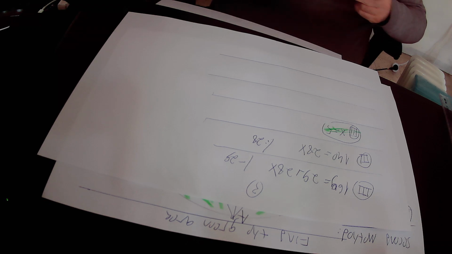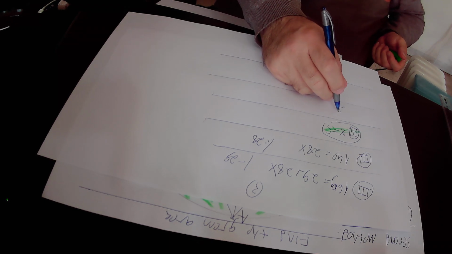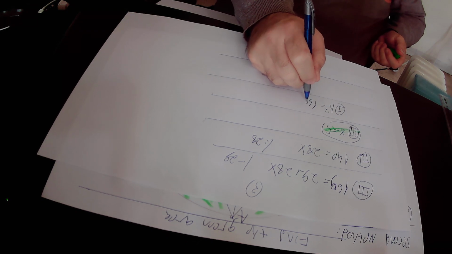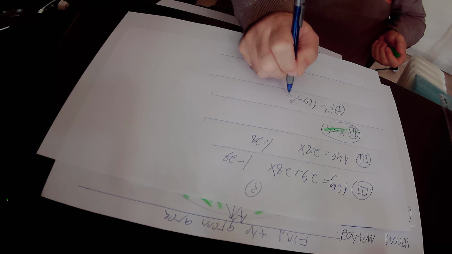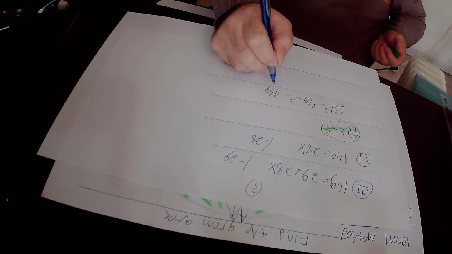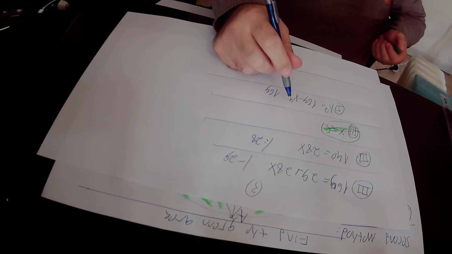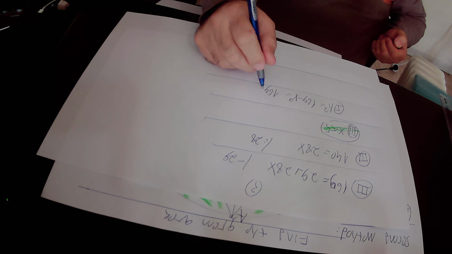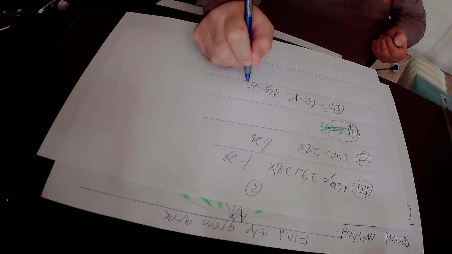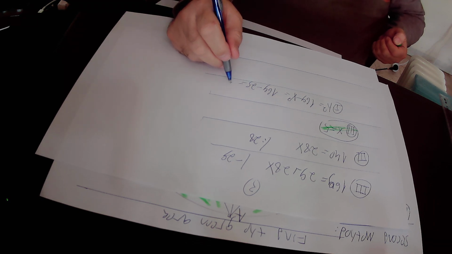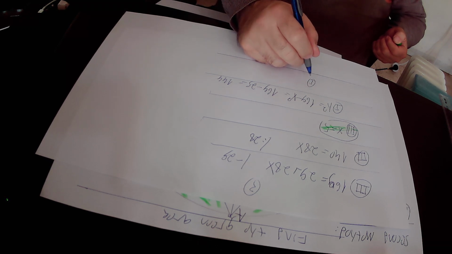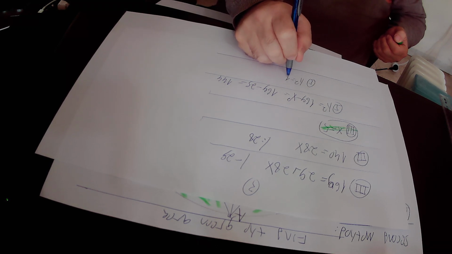According to equation number 1, we found out that h squared equals 169 minus x squared. But x is 5, therefore x squared is 25. So h squared equals 169 minus 25. 169 minus 25 is 144. So finally we found out that according to equation number 1, h squared equals 144.